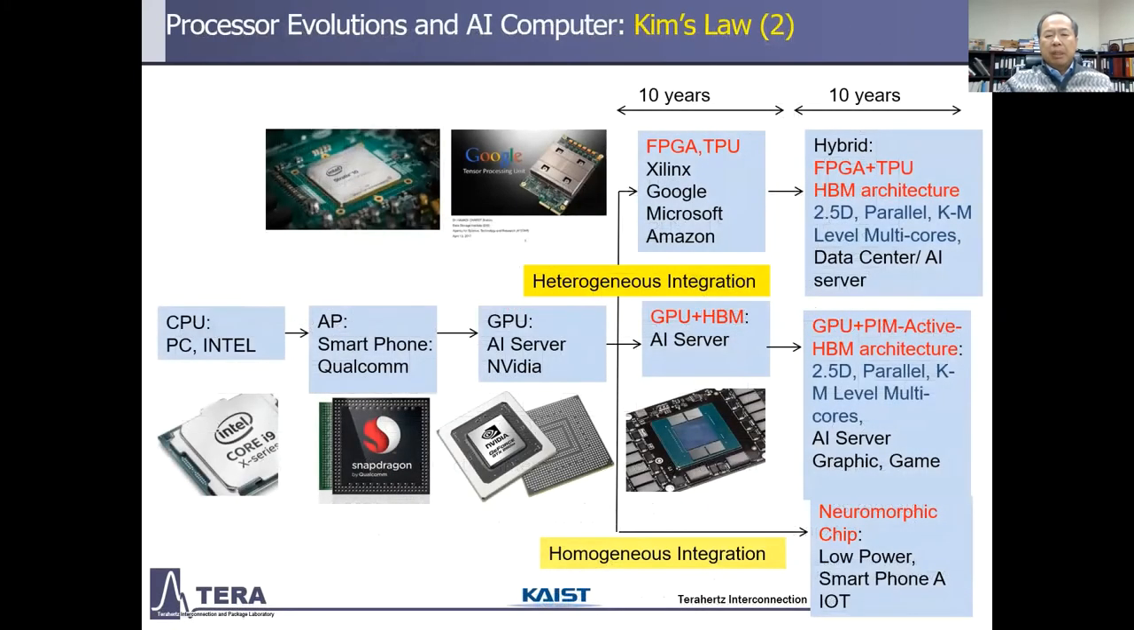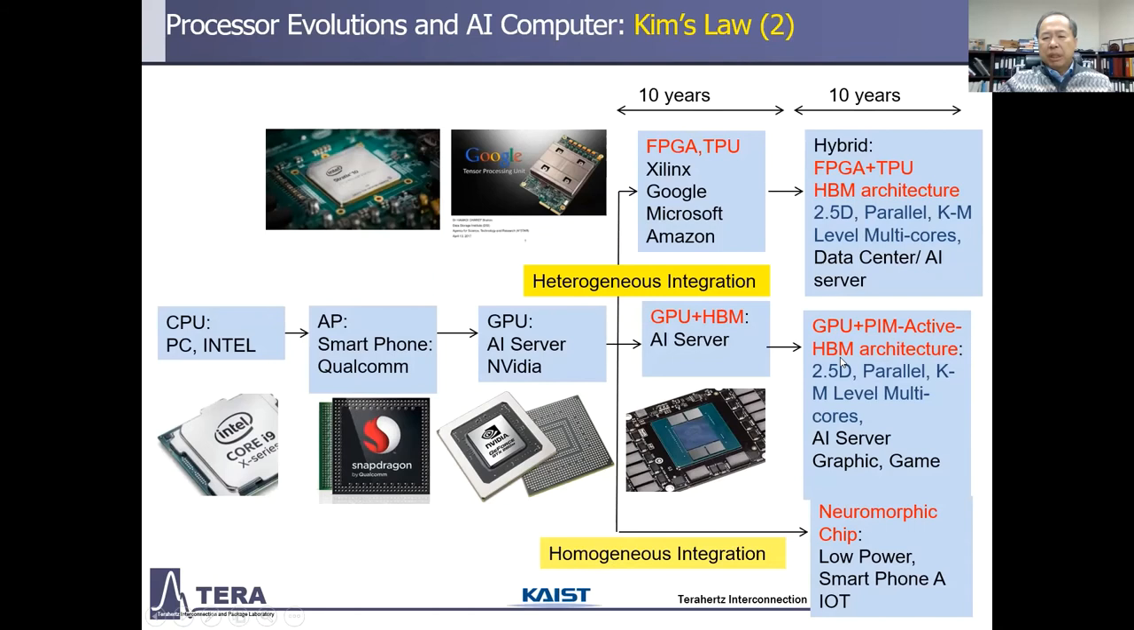And now there are many different approaches, FPGA and TPU by Xilinx, Google, Microsoft, and Amazon. They are also developing AI computers and AI semiconductors. NVIDIA and AMD are using the GPU and HBM system, but I'm sure that they will be combined. All of this FPGA and TPU will use the HBM architectures in the next 10 years. And they will have millions of parallelism.